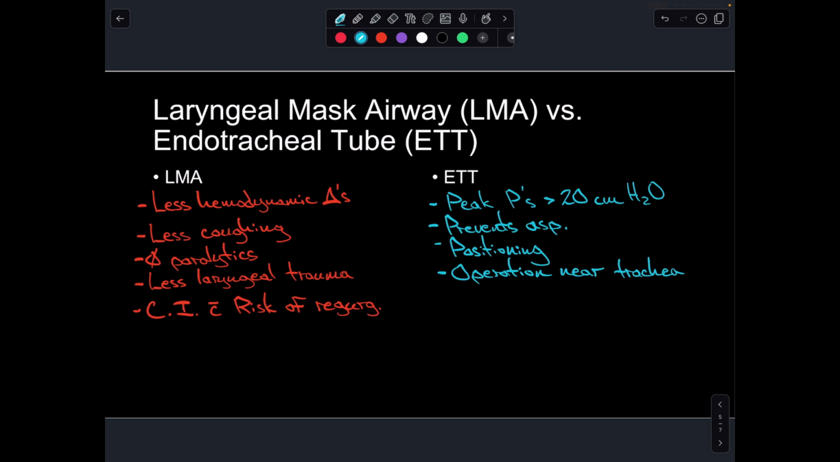So, if you're having a surgery where you can't paralyze the patient, or if you're suspecting a difficult airway, then that could also present some of its own challenges.